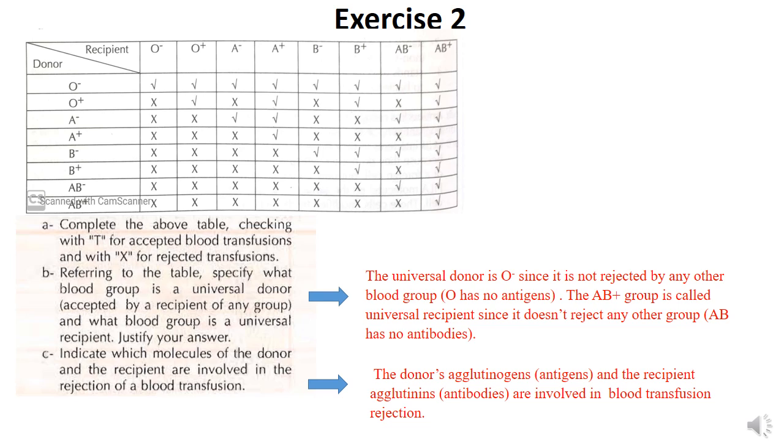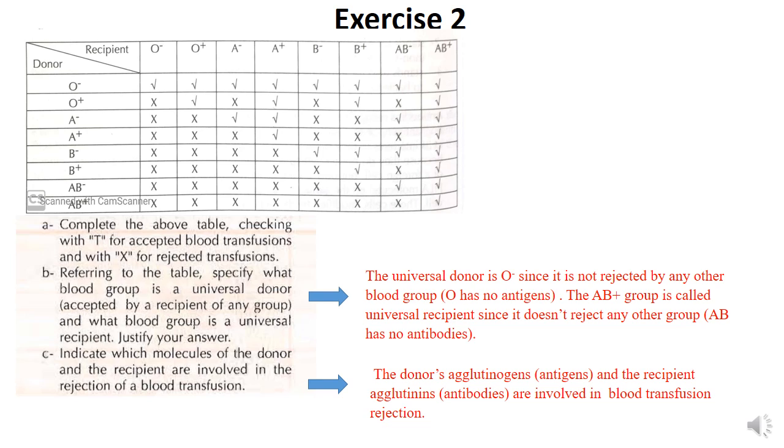B negative can donate blood to B and AB, whether negative or positive. B positive donates blood only to B and AB positive. AB negative, as you can see, cannot donate blood to any of the other blood groups except to itself, AB negative and positive, and AB positive donates blood only to AB positive.